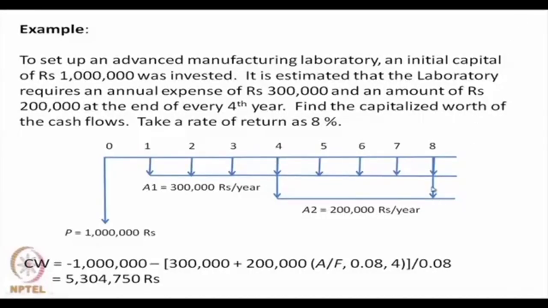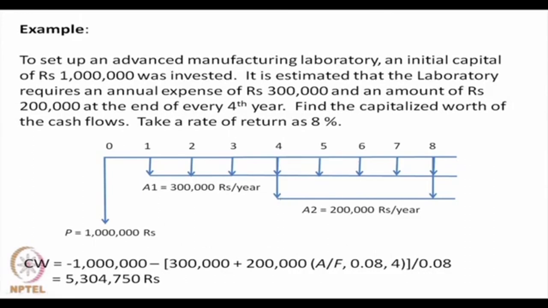Similarly for this amount, this will also be 200,000 multiplied by A given F, 0.08, 4. Because of this there is another annuity here, because of this there is another annuity here, and therefore, we can actually add them. That is what we have done here. This originally was 300,000, and because of this it is 200,000 into this. So, this is therefore the equivalent annuity considering both the cash flows.